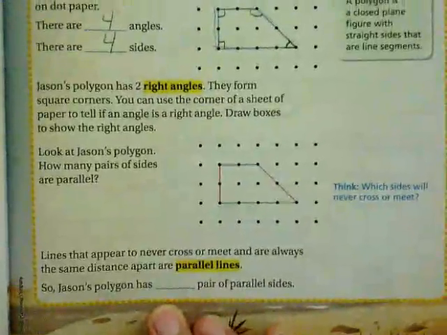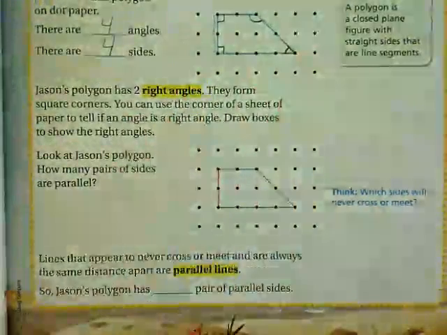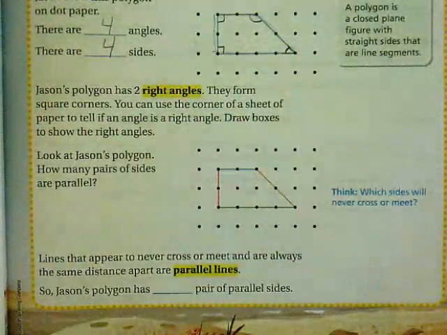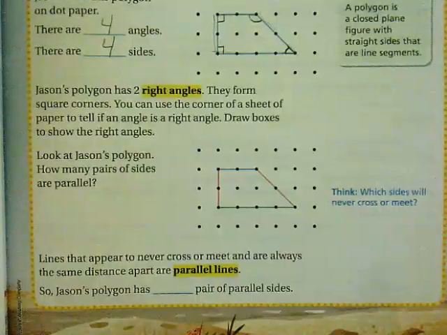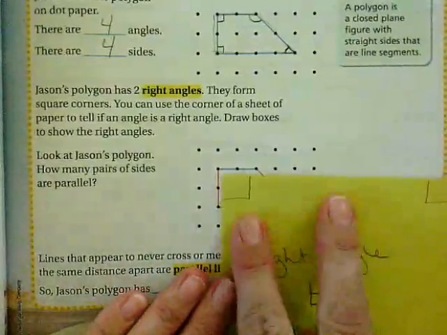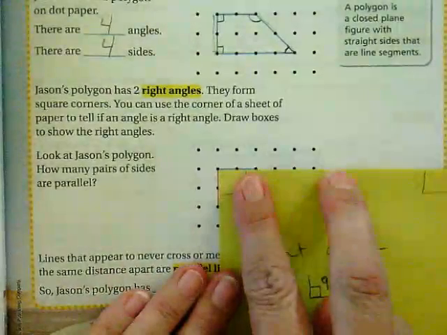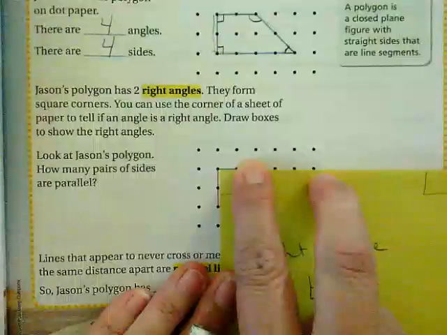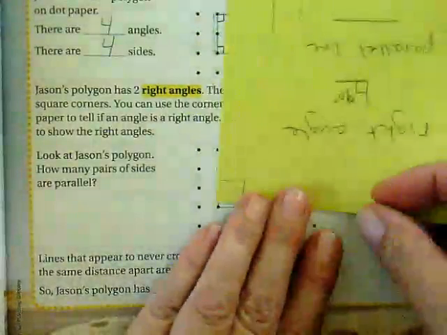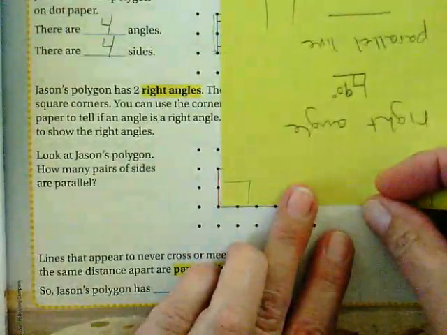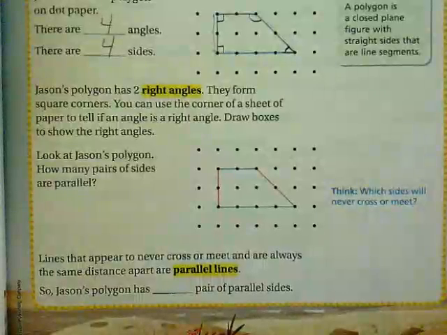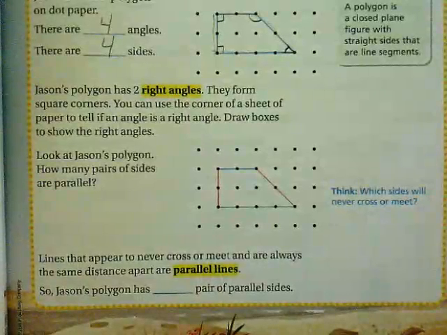It says Jason's polygon has 2 right angles. They form square corners. You can use a corner of a sheet of paper to tell if an angle is a right angle. So let's test that theory. This is my piece of paper. If I put it up to that angle, it forms a perfect corner, right? What if I did the other one? Look at that, another perfect 90-degree corner. We're going to call that a right angle, okay?